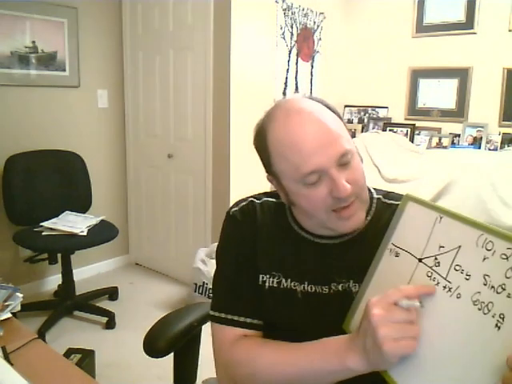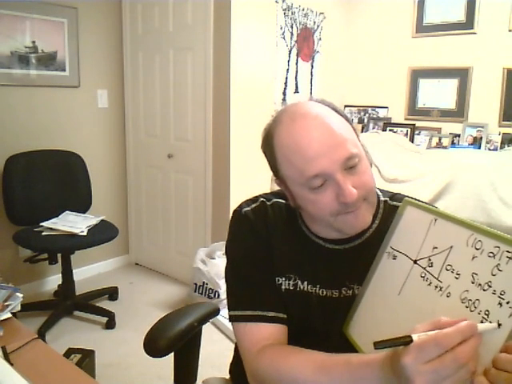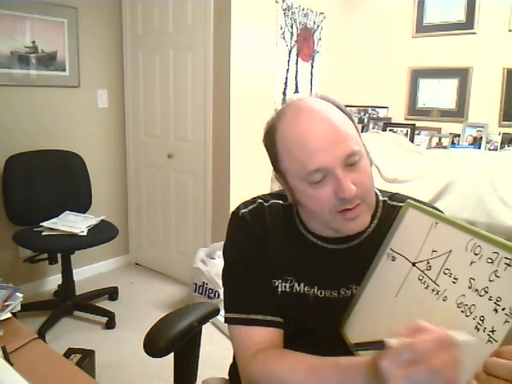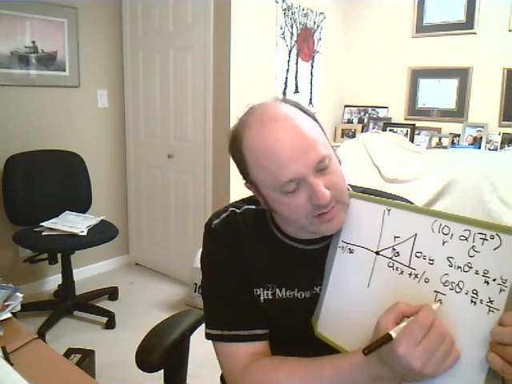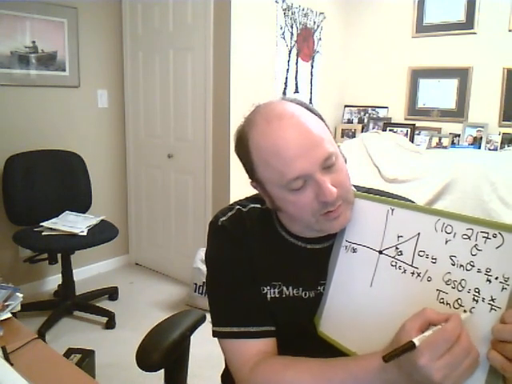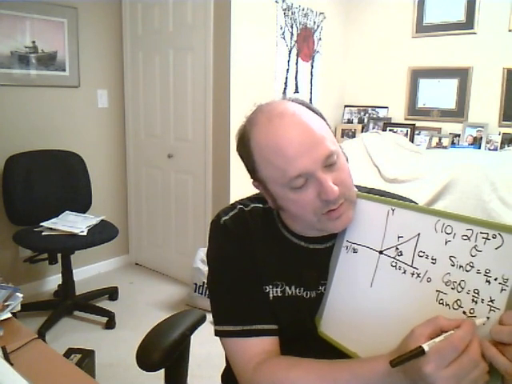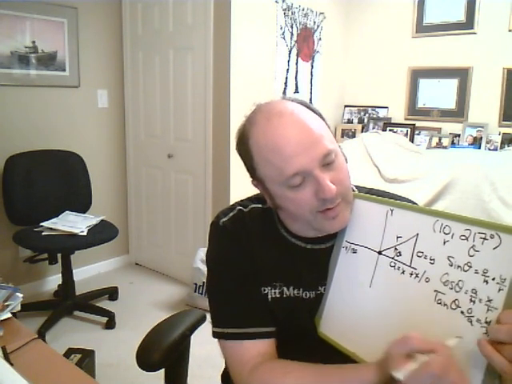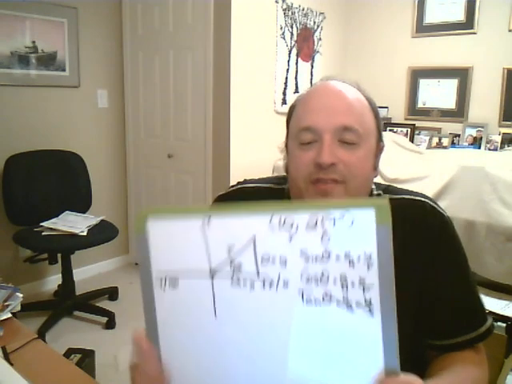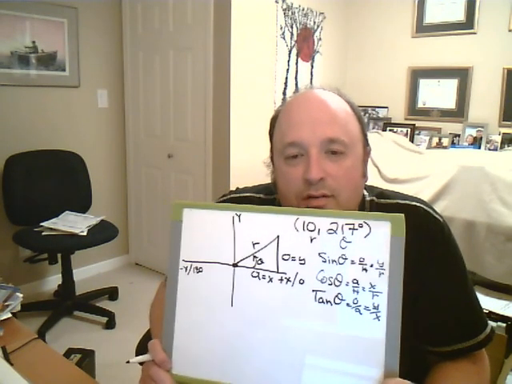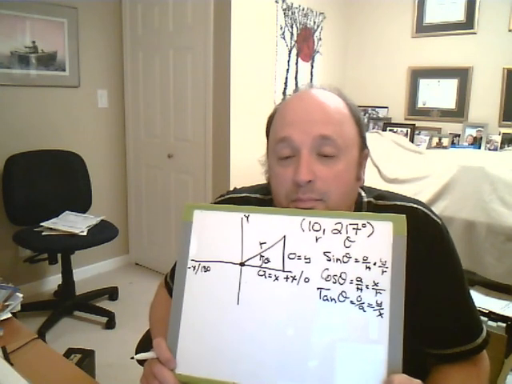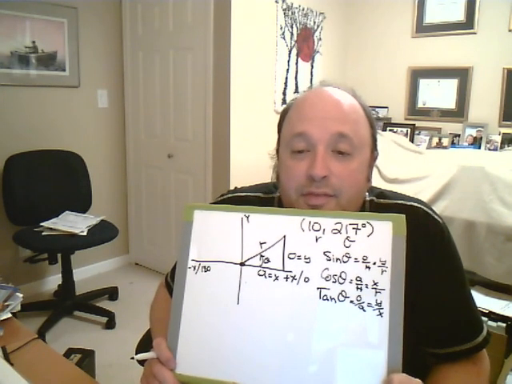But adjacent is x, and hypotenuse is r, and tangent does the same thing as well. So I've got the tangent of theta is equal to opposite over adjacent, which is y over x. And that fixes sine, cosine, and tangent to the xy coordinate system, and we can merge both of them together.